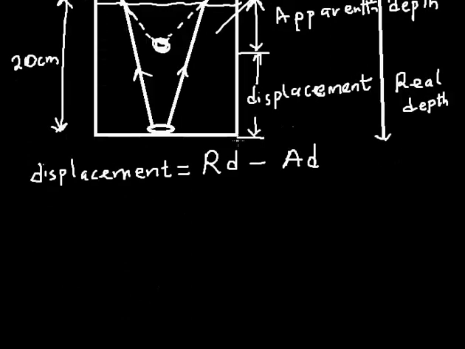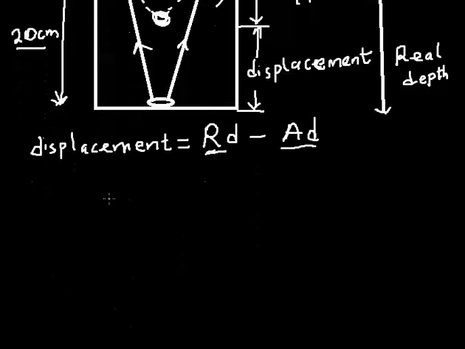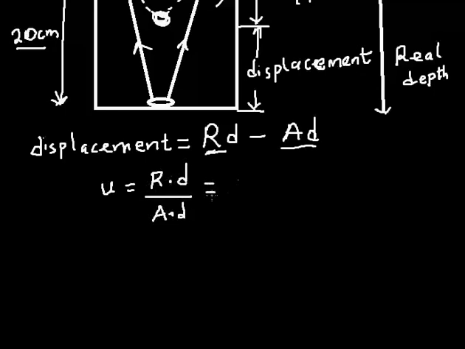Let's look at a situation where you are being asked to find the displacement. If you have to find the displacement in this container of water, first of all, you need to get the apparent depth. I already have the real depth. So how do I get the apparent depth? The refractive index is the real depth all over the apparent depth. Here 1.5 is the refractive index, the real depth is 20 cm, and the apparent depth is what I'm looking for.